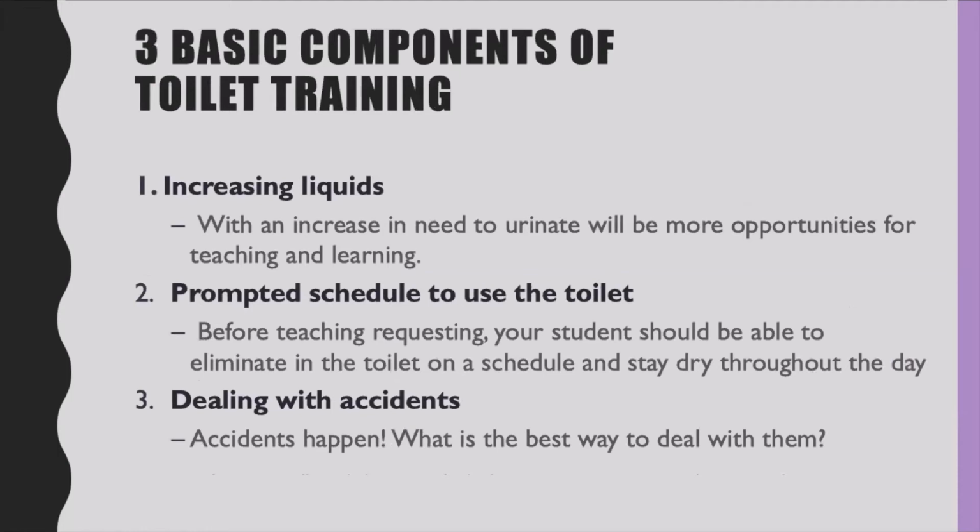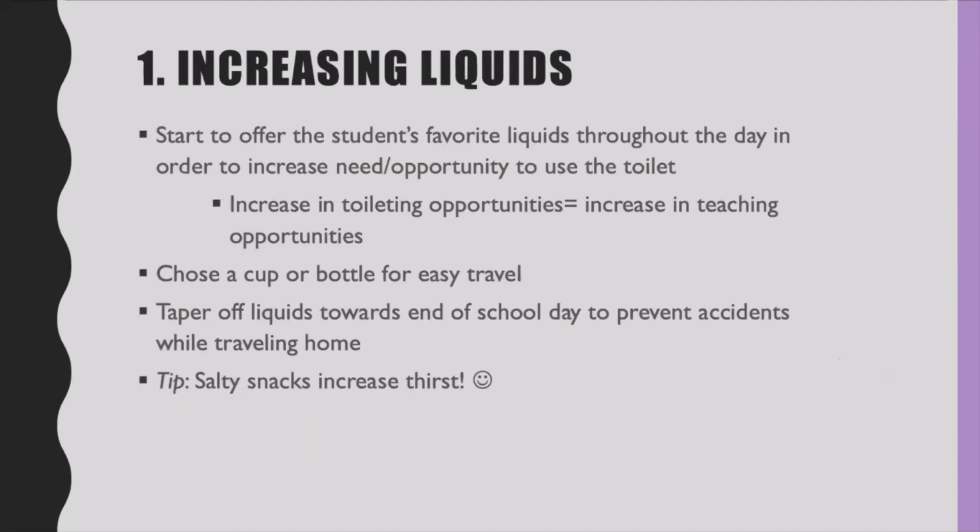Here are the three basic components of training. First, you want to increase liquids, and increasing liquids will provide more opportunities for teaching your students. Then you want to set up your prompted schedule to use the toilet. Before you teach a student to request, they should be able to eliminate in the toilet on a schedule and stay dry throughout the day. The third component is dealing with accidents, because they will happen. You have to figure out the best way to deal with them.